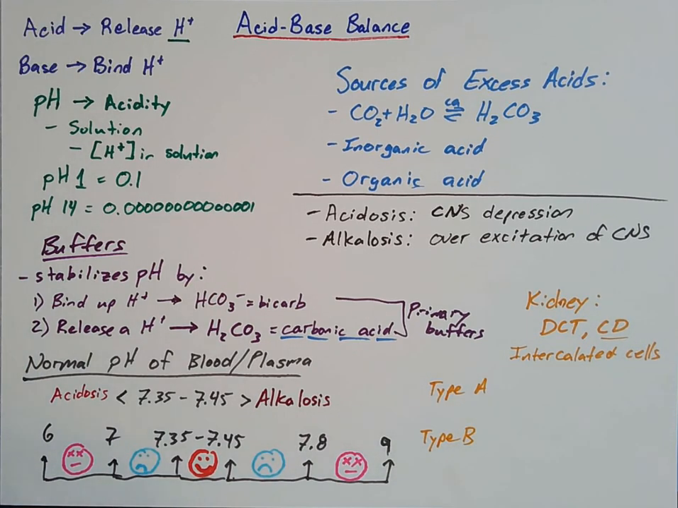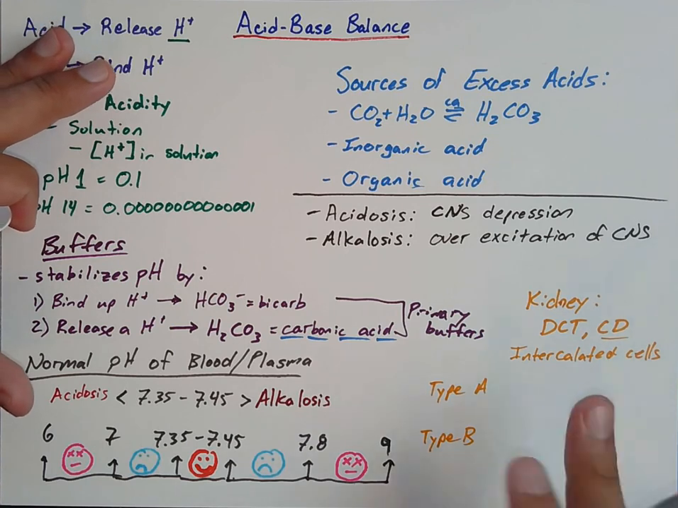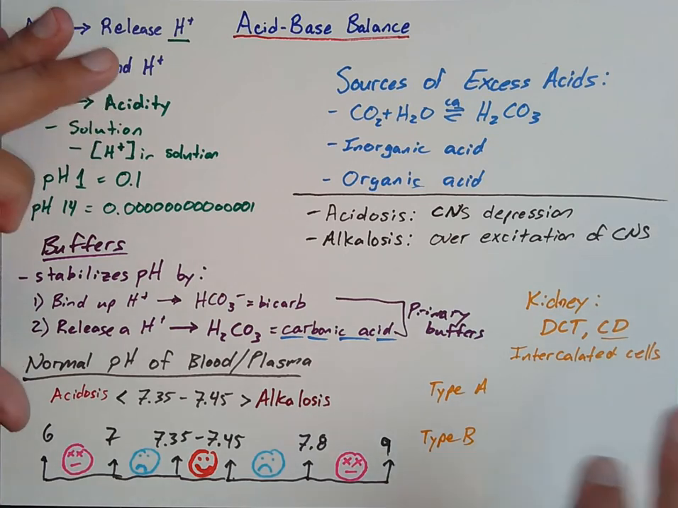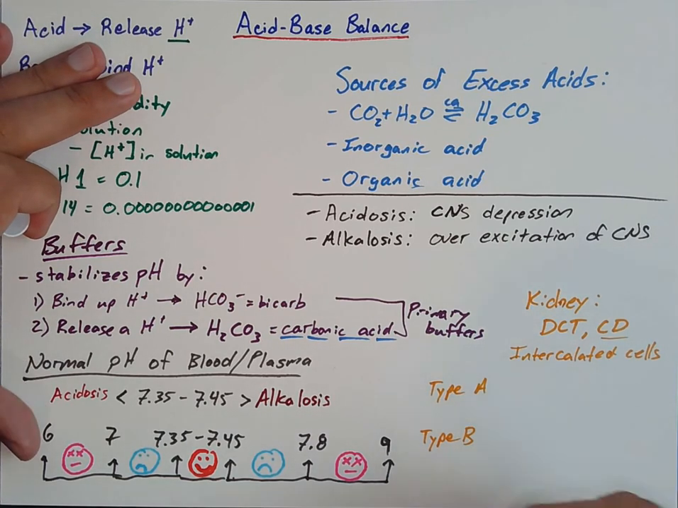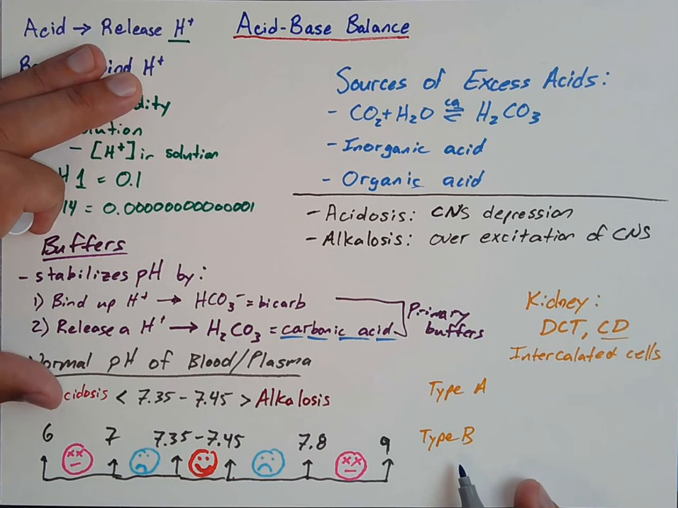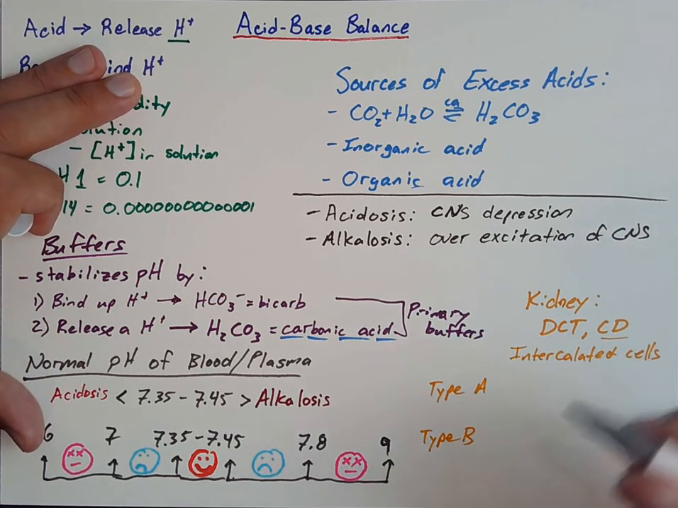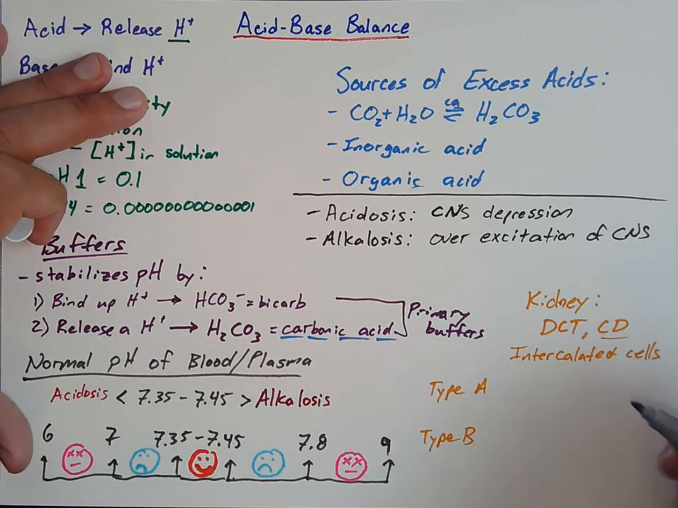What I want you to think about between these type A and type B is, what are they doing all the time? Remember, type A and type B are opposites of one another. They actually have opposite polarities. So whatever is on the apical surface of a type A intercalated cell, it's going to be the opposite for type B. I'm just going to write it out here because this isn't part of this actual lecture. This is a review.